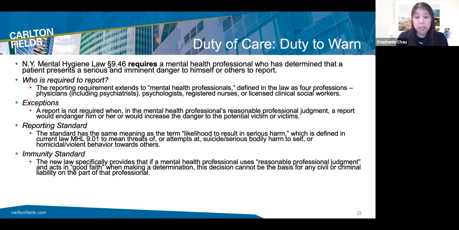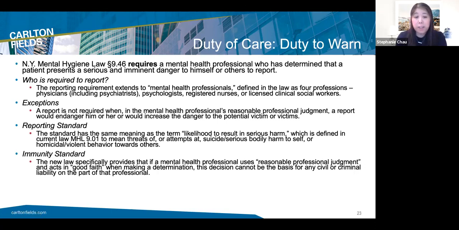The standard to report is likelihood to result in serious harm, which can mean threats of or attempts at suicide, serious bodily harm to self, or homicidal violent behavior towards others. This is going to be a fact-intensive inquiry and dependent on each of the cases, so it's important to have different protocols in place in order to evaluate whether or not a likelihood of serious harm is likely, in which case there would trigger the obligation to report.